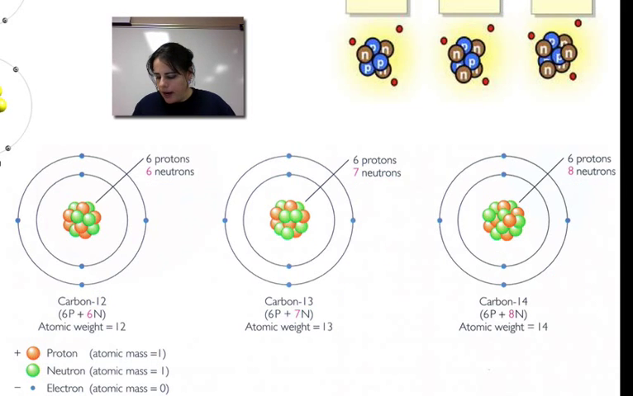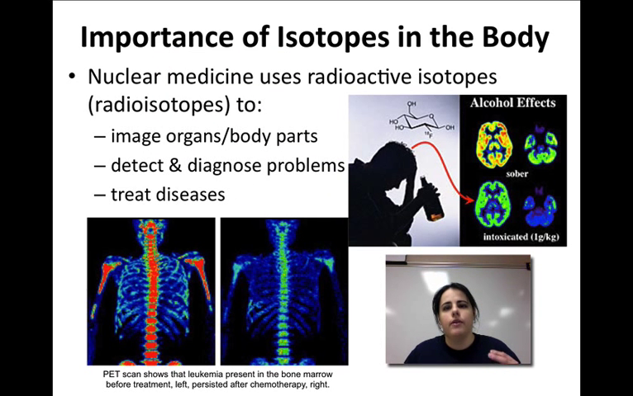And so when we look at the human body, we could actually look at how radioisotopes or radioactive isotopes are important for us. And what do we use them for? Because most people know radiation is harmful to you and could cause cancer. However, we use something called nuclear medicine to actually image body parts, detect and diagnose problems, and treat diseases. The picture down here is actually showing a PET scan. We're going to talk about PET scans, but it shows a PET scan, and the colorful areas showing in the spine and the bones, there's actually leukemia present in the bone marrow, and they use a radioisotope to tag it and detect whether or not there is leukemia.